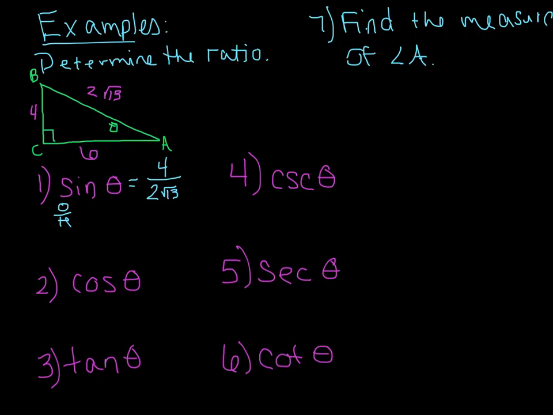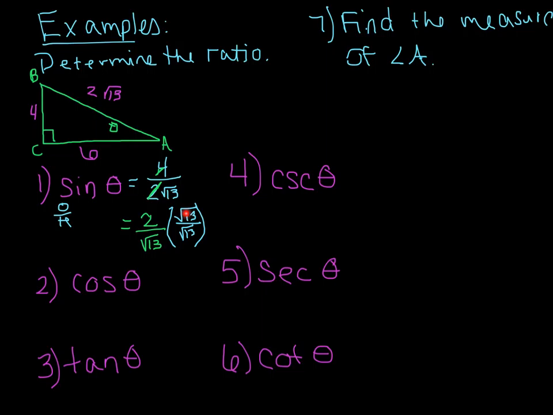You cannot have radicals in the denominator, so I need to rationalize my denominator. And I can also simplify my 4 and my 2 before I do that, because 4 divided by 2 will reduce down to 2 over the square root of 13. So now I can rationalize my denominator by getting rid of my square root of 13. To do that, I need to multiply by the square root of 13 over the square root of 13.